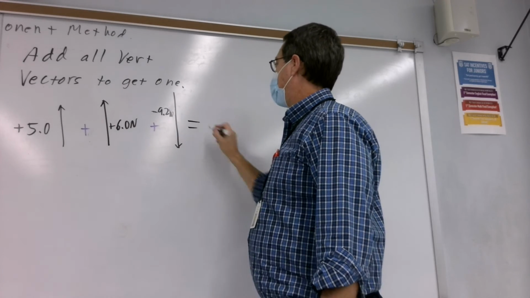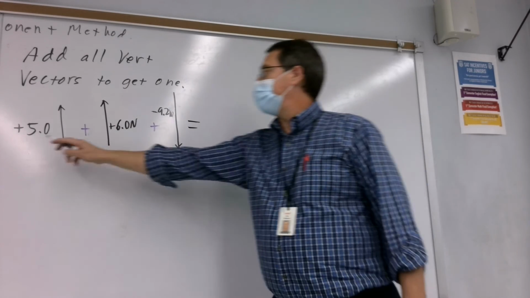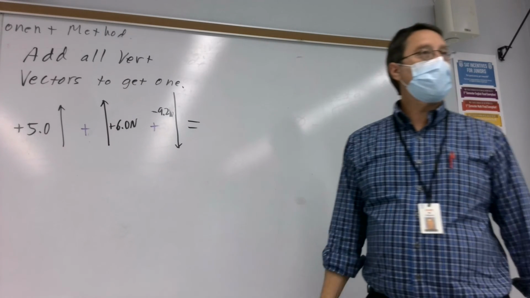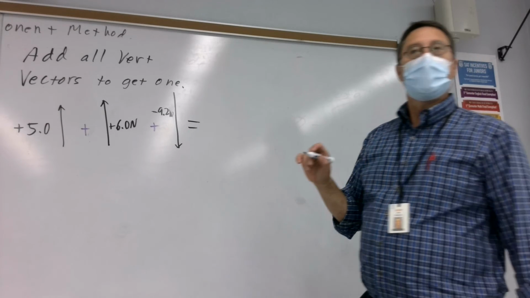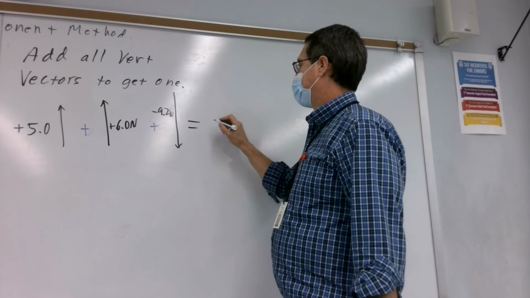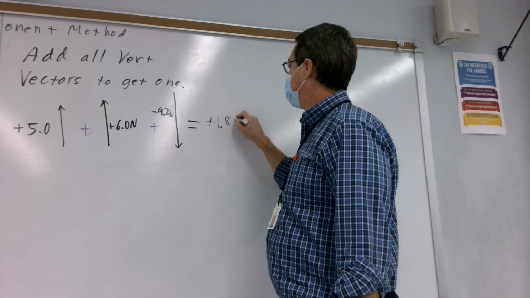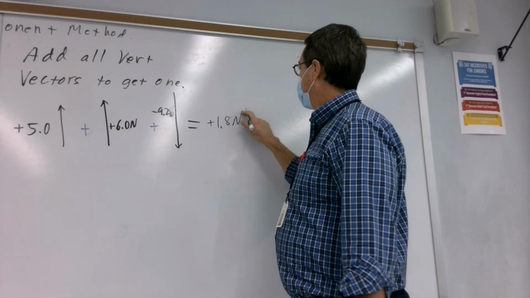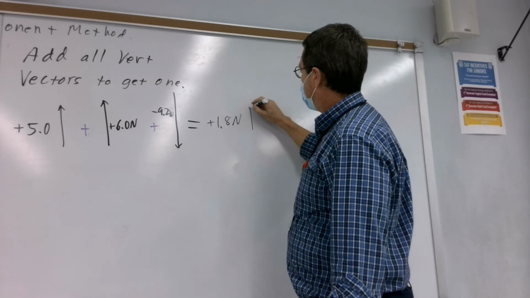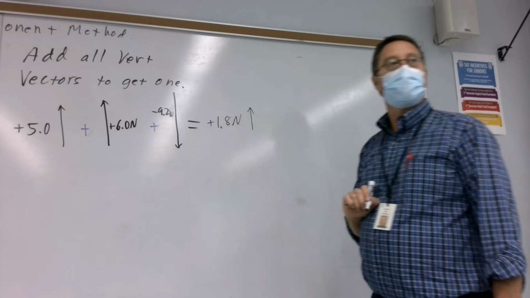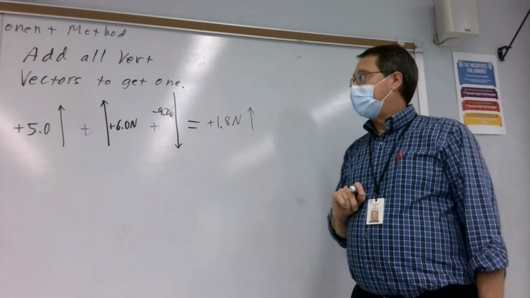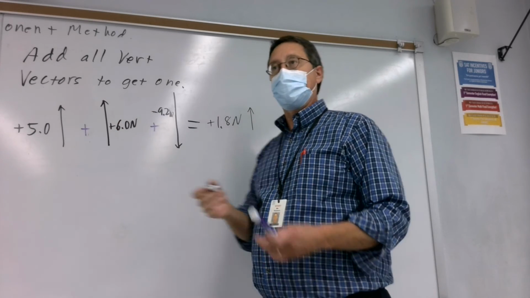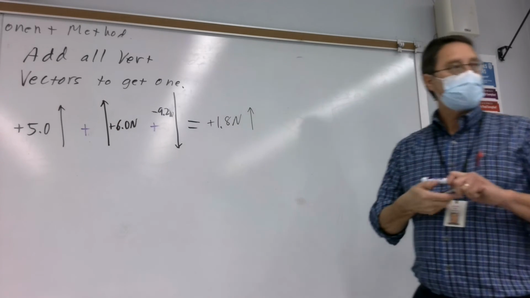Okay, so let's add all those up. So what do you get? You've got 11 plus a negative 9.2. So what is that all added up? Is that a positive or negative? So it's a positive 1.8 newtons. So which way is the vector going to point? So the overall vector is going to point up a little bit, right? Are we good with that? Now, if we wanted to, we could have connected these head to tail and seen that, right? But we need to get into a numerical mode and save time.